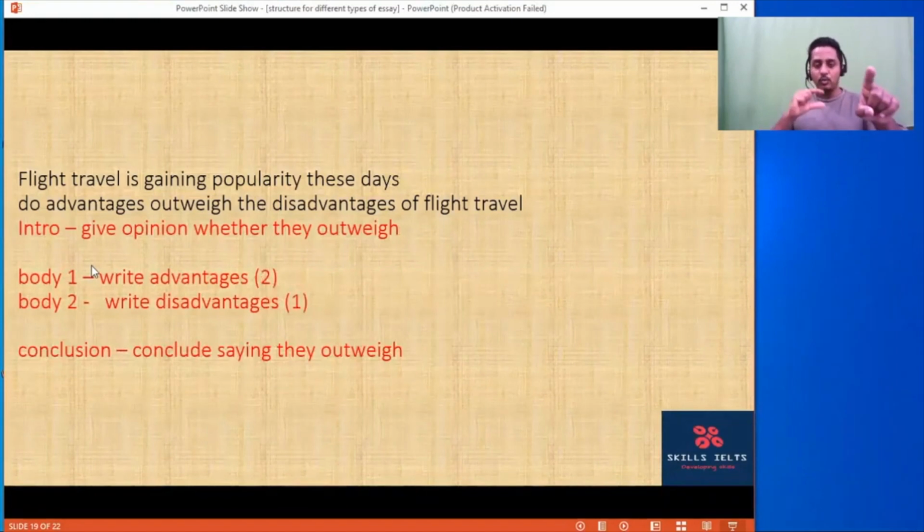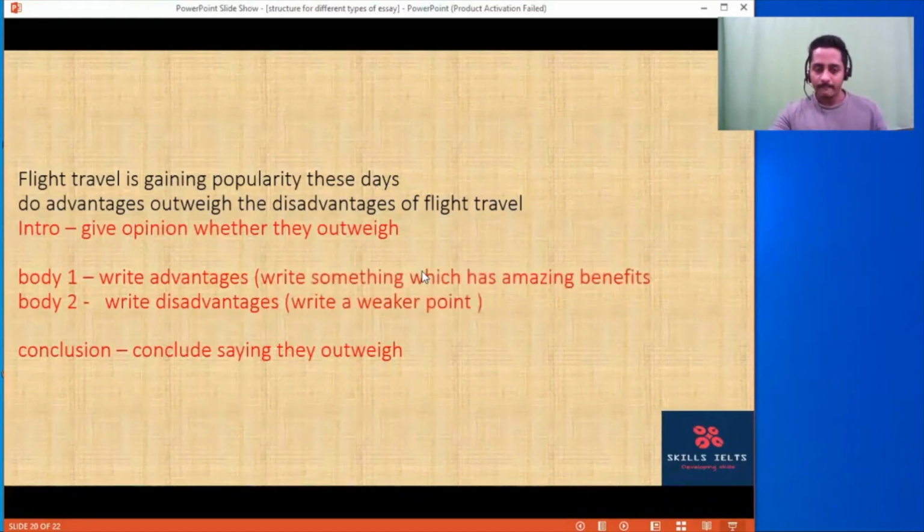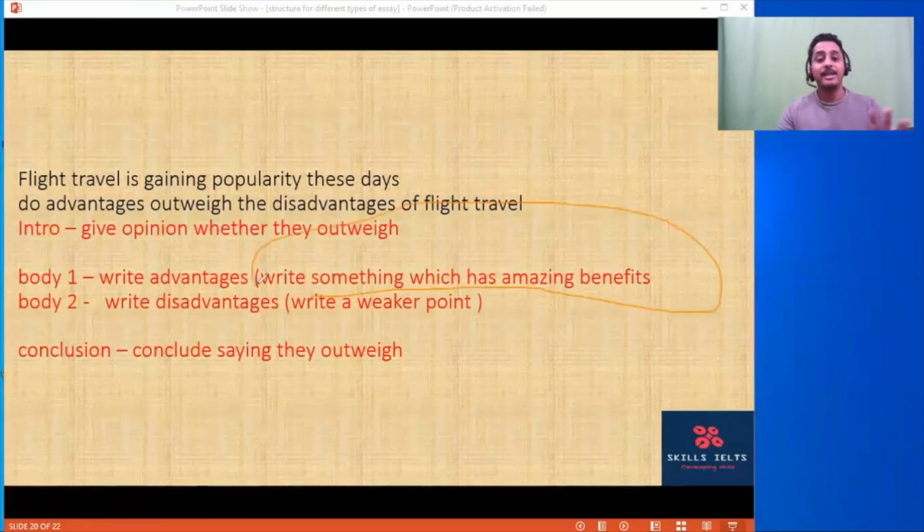Write two advantages, one disadvantage, they outweigh. Or one advantage only, which has a maximum benefit, which is a very strong point. The examiner reading it will only know, wow, this is such an advantage. And for the disadvantage, you write a very meager disadvantage. In a way, it is not a disadvantage at all, but still it's a disadvantage. Now you can say the benefits of the advantage outweigh the disadvantage. It's up to you. Both of them should give you marks.